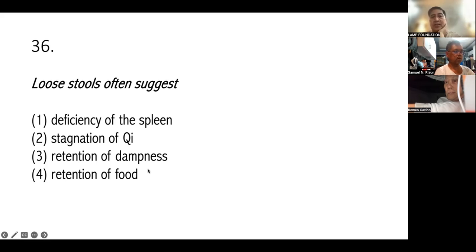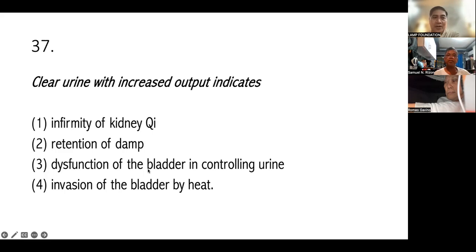So, anong itsura ng stool pag may chi stagnation? Maliliit po siya, parang katulad ng sago. Okay, very good. 37. Nakakagulat yung mga galing nyo. Grabe. Okay, 37. Clear urine with increased output indicates 1, infirmity of kidney chi, 2, retention of damp, 3, dysfunction of the bladder in controlling urine, 4, invasion of the bladder by heat.